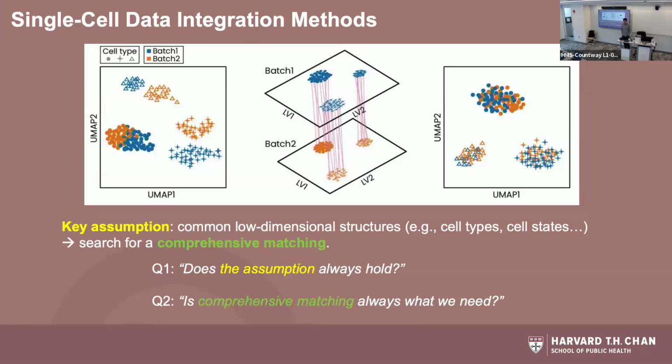The second question would be, is this comprehensive matching always what we need? For two data sets at hand, we want to integrate them together. Do we always want whatever differences between the two data sets to be overcome after this integration? Is that assumption also coupled with the fact that the experiments need to be the same?